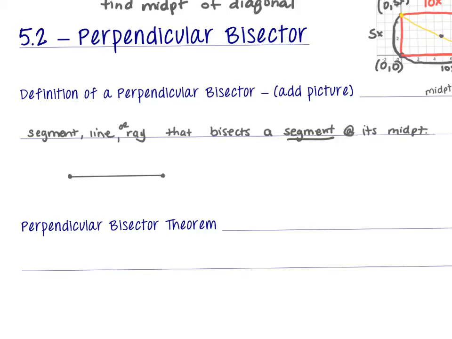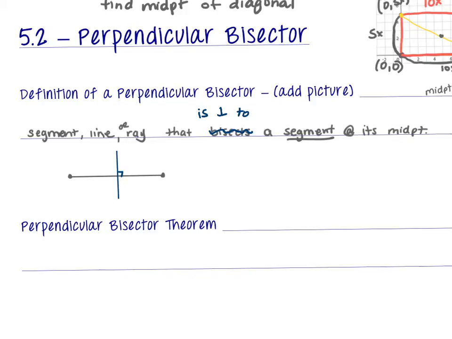So this one has to have endpoints. Oh, so sorry. I didn't add that. I said it, but I didn't add that to the word. I did bisects twice. You don't need midpoint and bisects. Okay, it's a segment, line, or ray that is perpendicular to a segment at its midpoint. So it has to be perpendicular, and it has to be the midpoint.